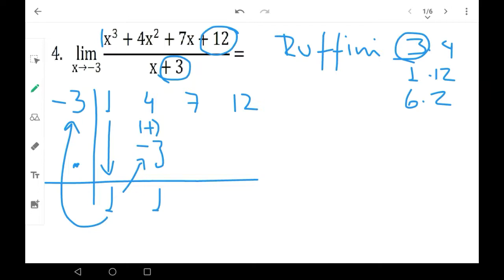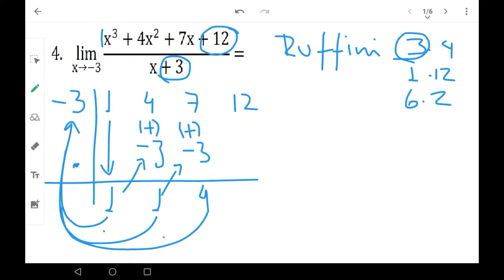And I repeat the same process. I multiply by the -3 and put the answer here, so that would be -3. And 7 plus -3 would be 4. Then I repeat the same process: I multiply, and copy the answer here, so I will get a -12 there. Then I add these two, and I will end up with a 0. That means that my Ruffini is correct.